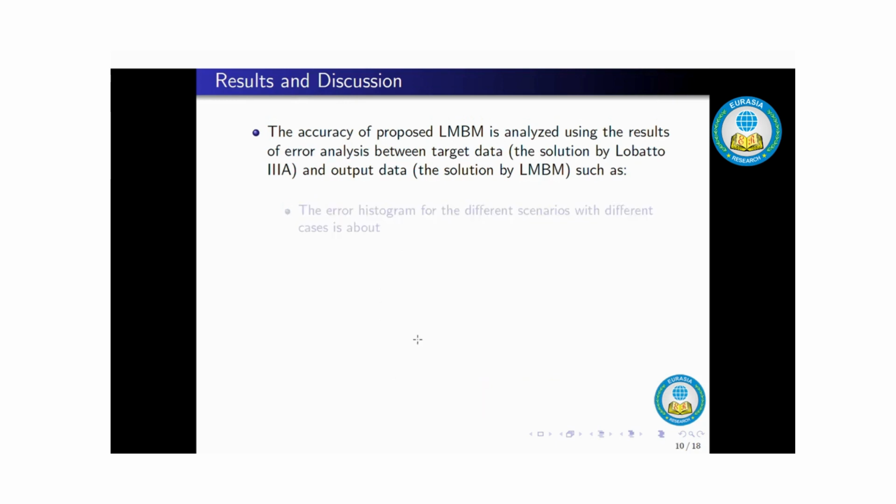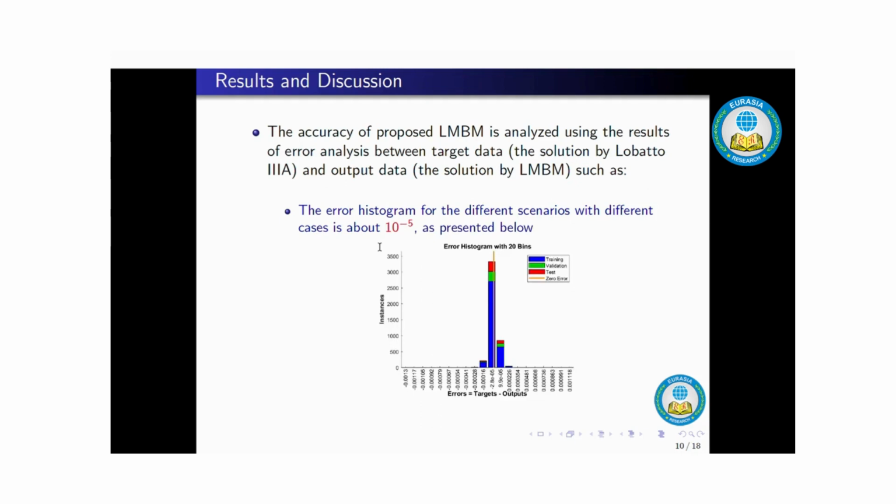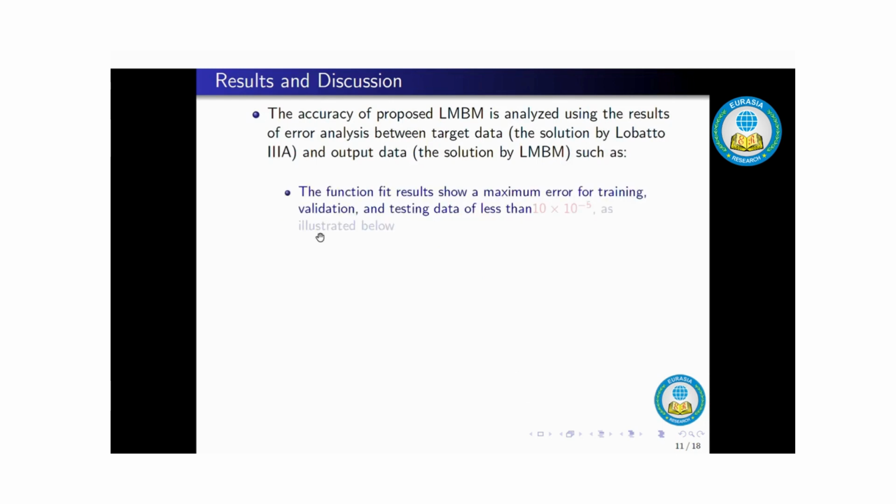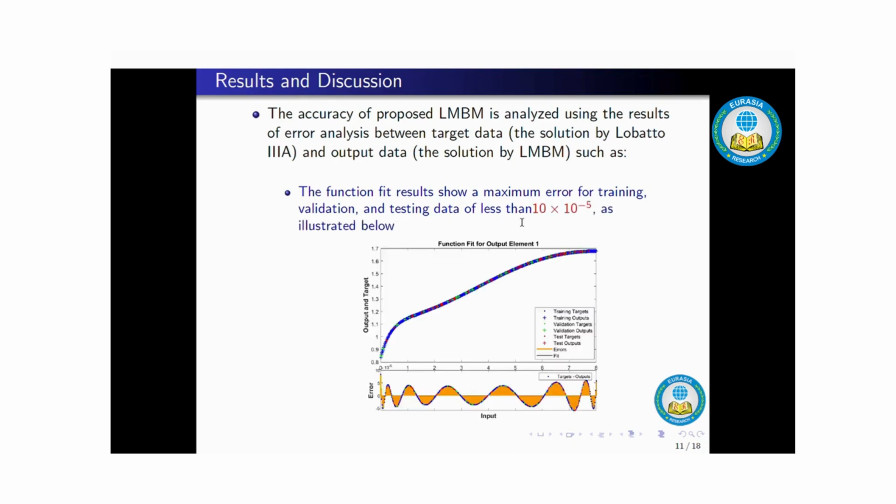Number two, the error histogram for different scenarios or values with different cases is about 10 power minus 5, as presented here. Number three, the function fit results show a maximum error for training, validation, and testing data of less than 10 power minus 5, as illustrated here.